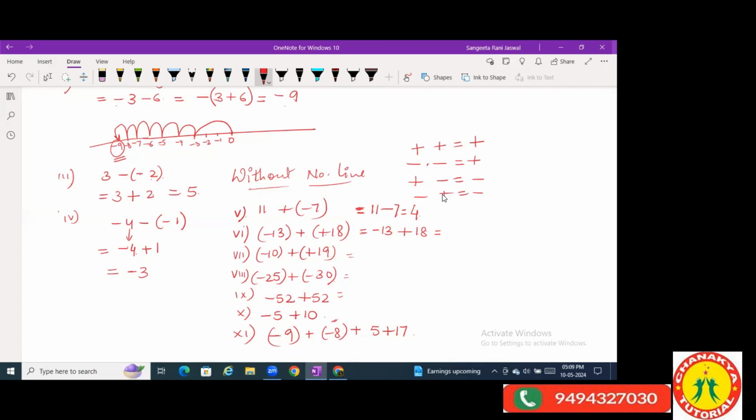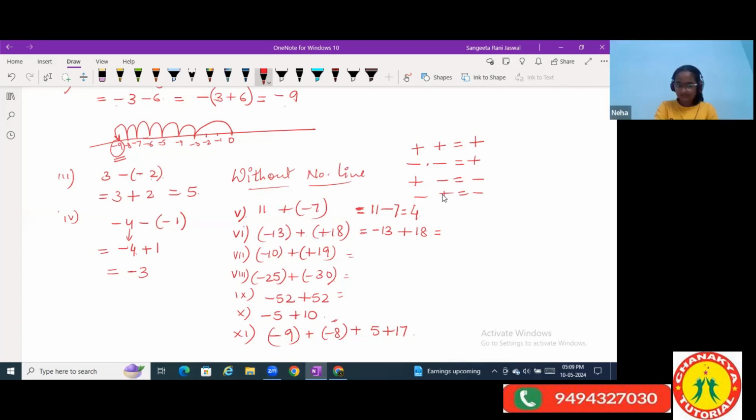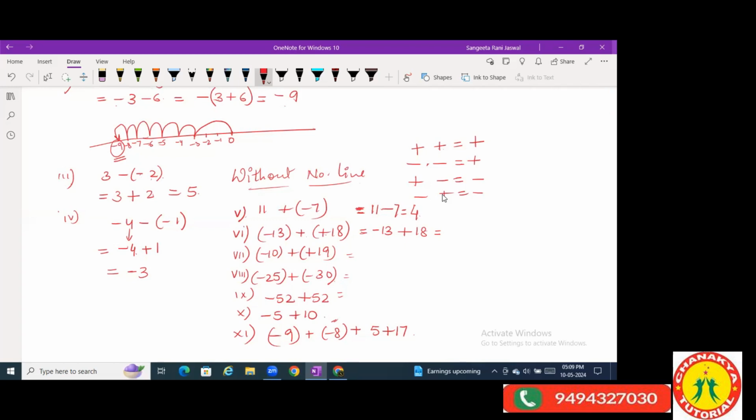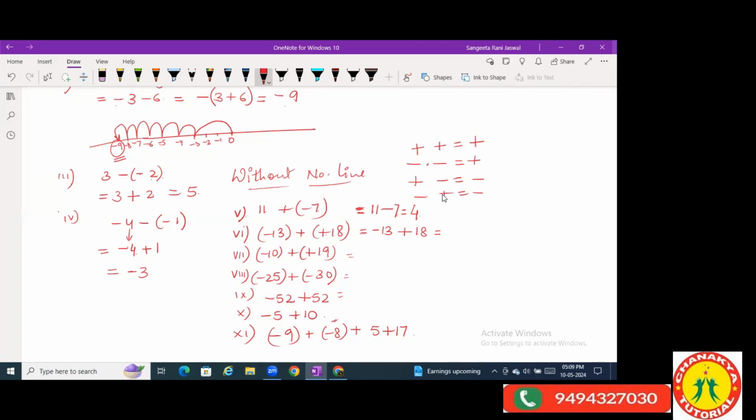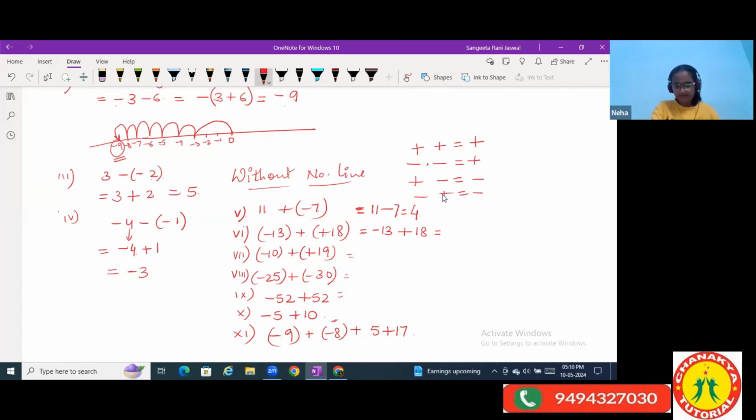We did so many sums here, like here also we did. So we will do subtraction. Subtracting what? 18 minus 13. So that will be what? Ma'am, 5. And sign of which number?